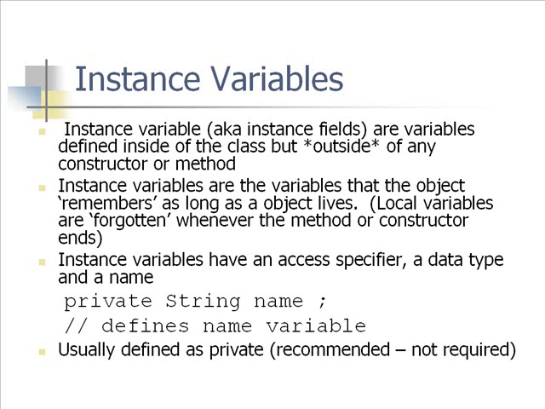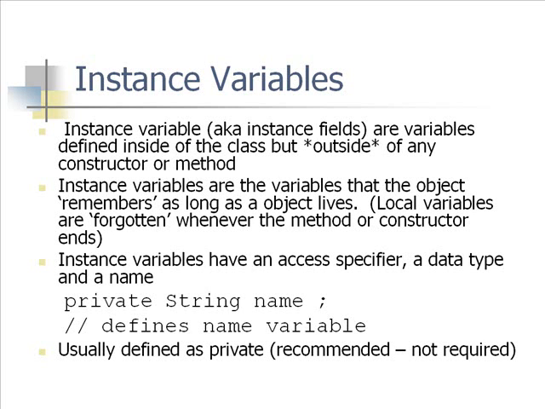Instance variables are the variables that the object remembers. It's going to remember the values of those variables for as long as that object lives. On the other side, local variables or parameter variables get forgotten as soon as that method or the constructor ends. So instance variables are a big deal.